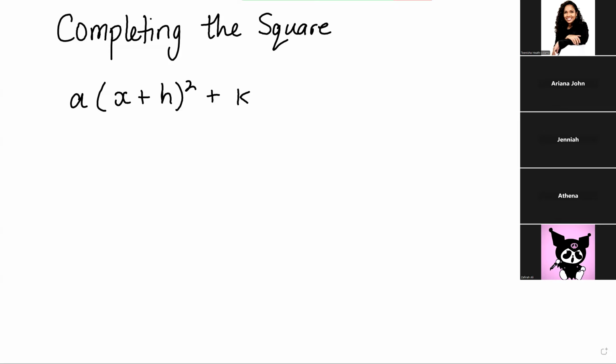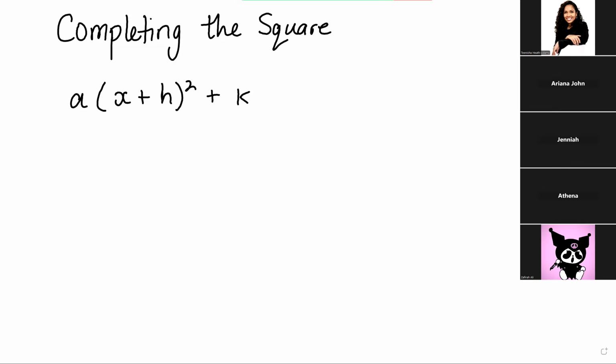Yeah, so completing the square has to do with writing a regular quadratic expression in this form, a(x + h)² + k, right? In all of the ones that we looked at last week, the coefficient of x², a, was equal to 1. But in many other quadratics, it wouldn't necessarily be equal to 1. a could be equal to any number except 0, right?